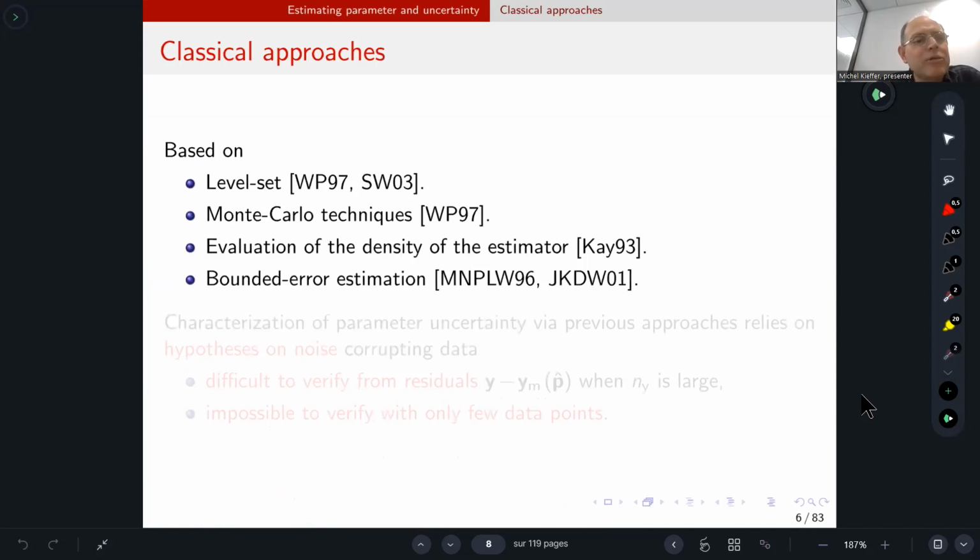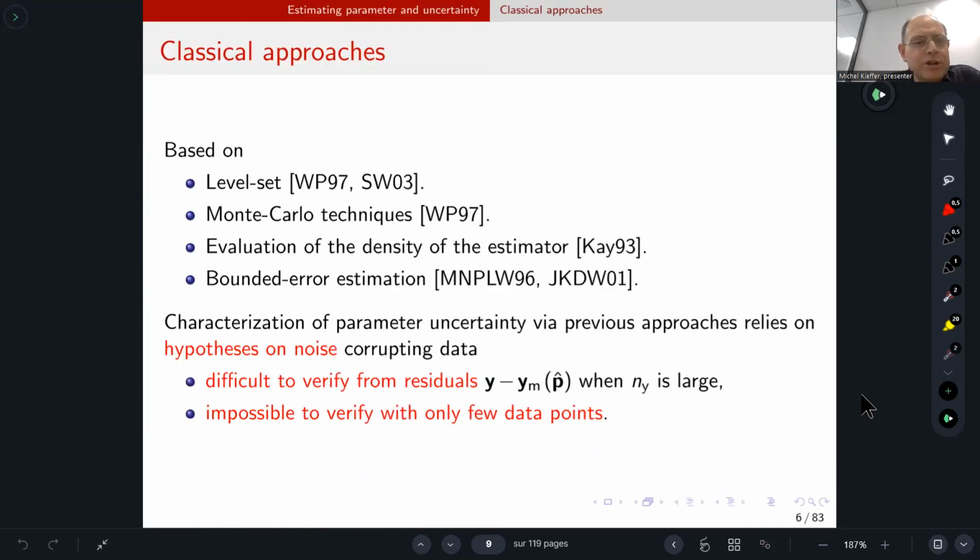There are several classical approaches to characterize uncertainty. Some are based on level sets: you try to look at a given level of your cost function. Monte Carlo techniques are used. Some evaluate the density of the estimator using, for example, Fisher's information matrix. You also have bounded error estimation, which is able to provide sets which can serve as an estimate of the uncertainty with which you have characterized your parameters.